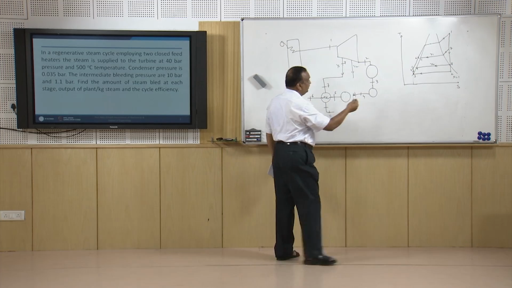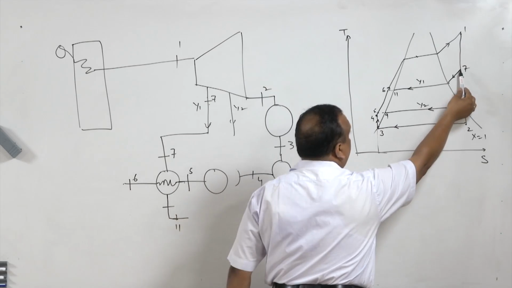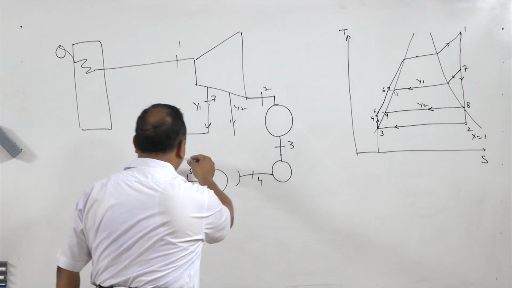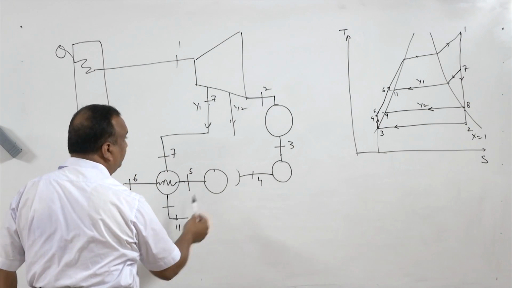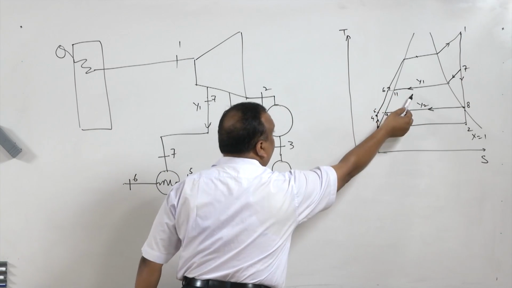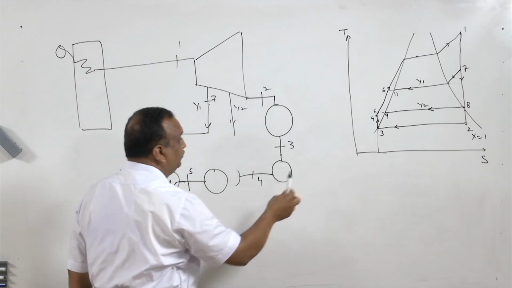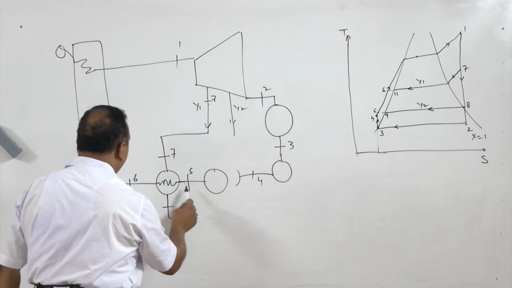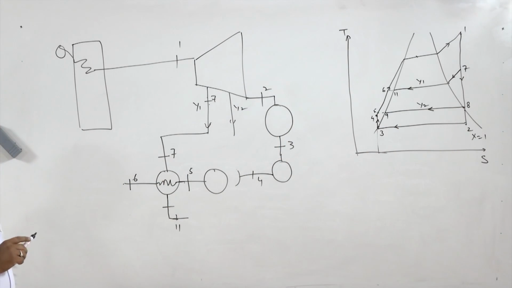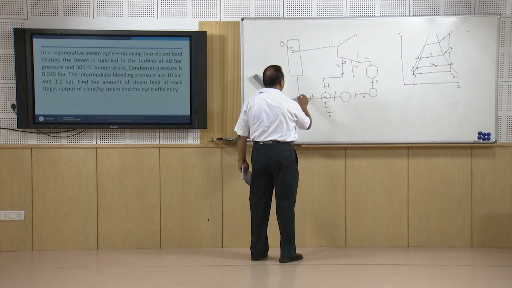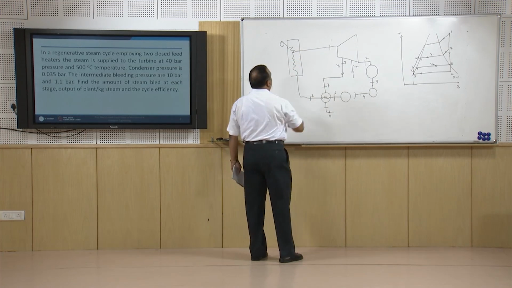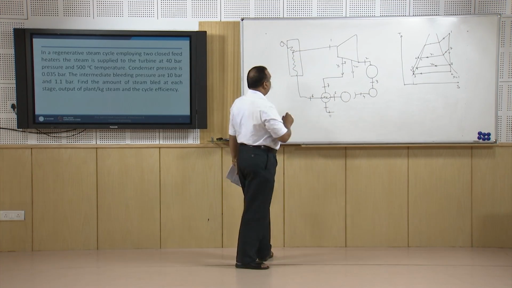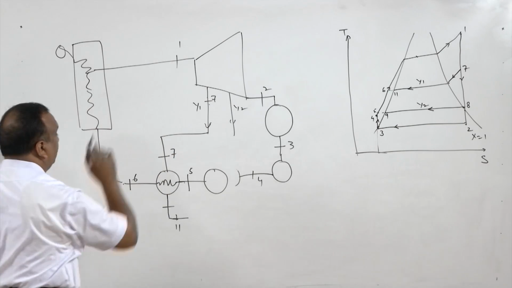So, I am repeating, the steam tapped at state 7 is cooled to state 11. This energy is used for heating the feed water from state 5 to state 6. At state 6 it is going to the boiler, and from 6 to 1 the heating is taking place inside the boiler.